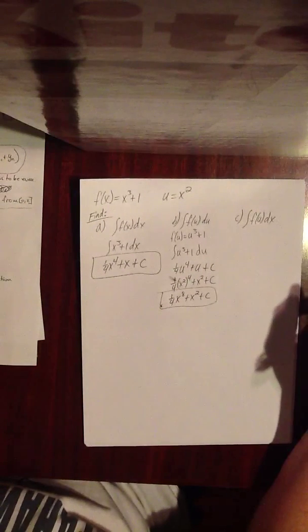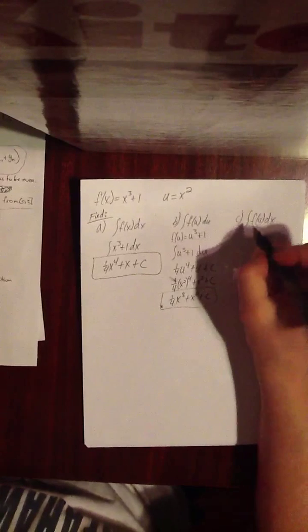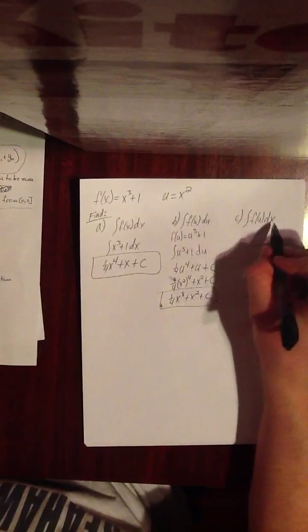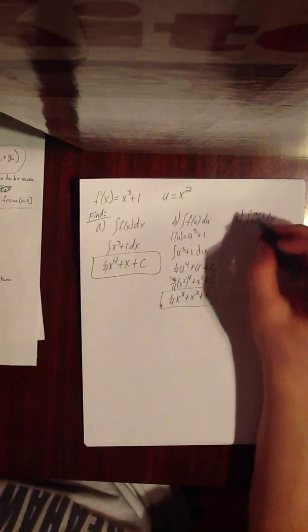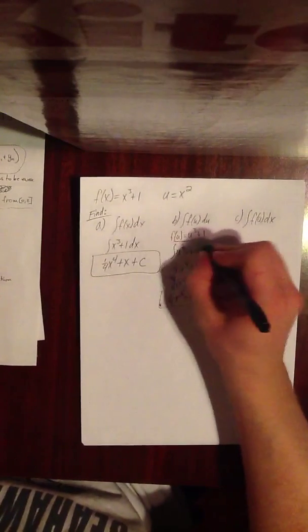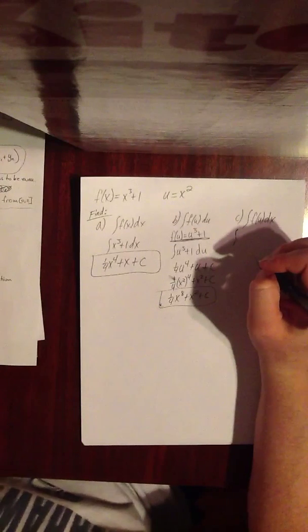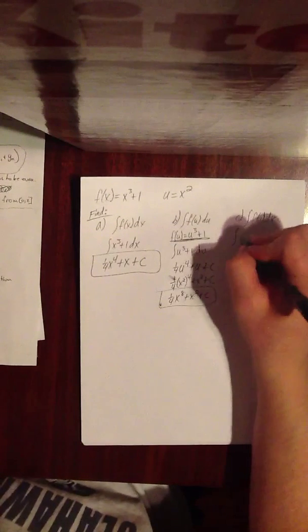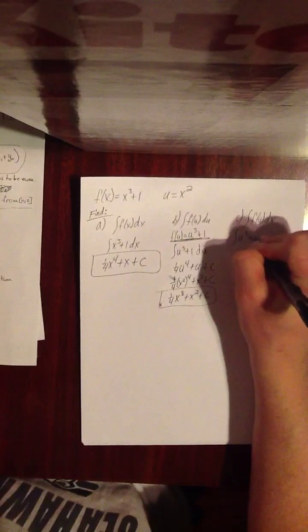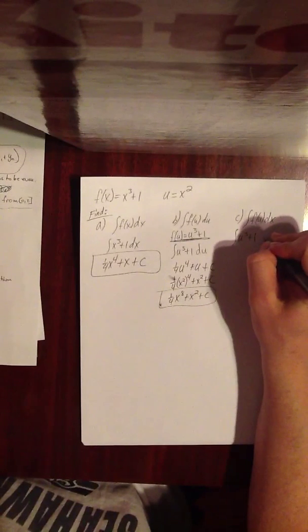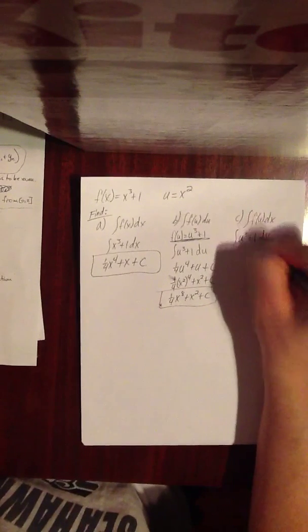And then the last one. You might be thinking, well, how are these different? Well, we need f of u again, which we got right here. So we're going to do the integral of u to the 3rd plus 1 dx.